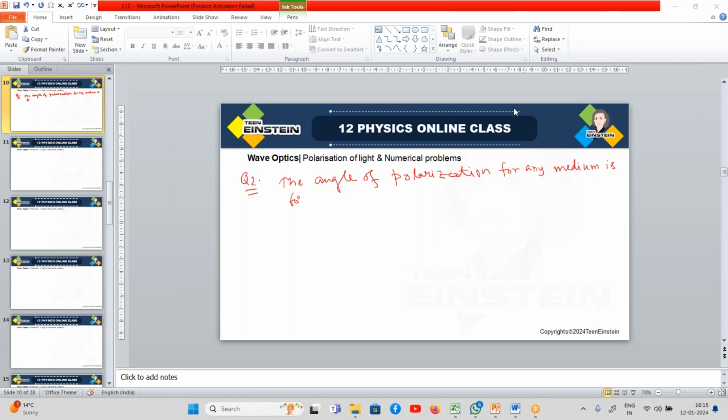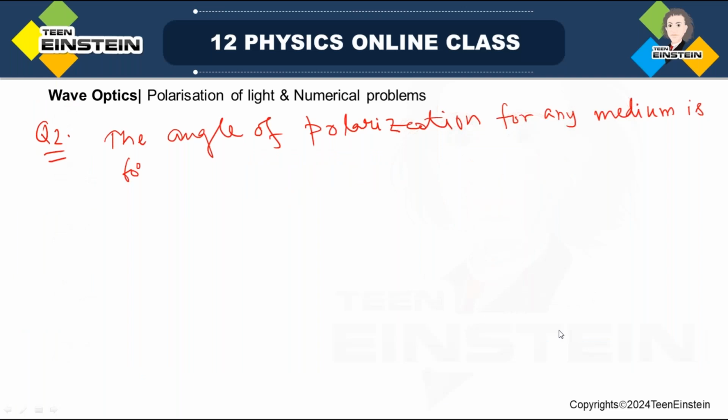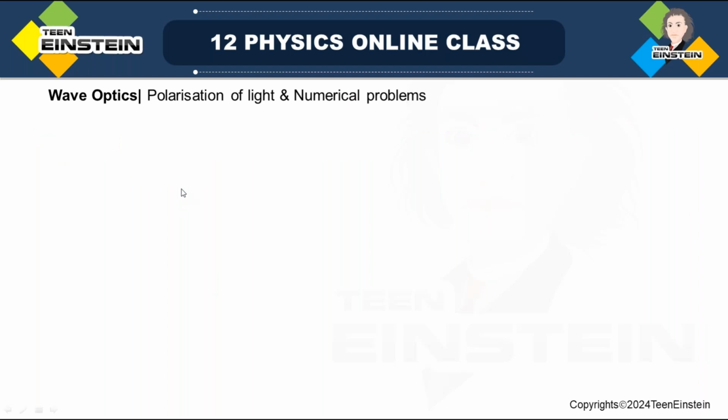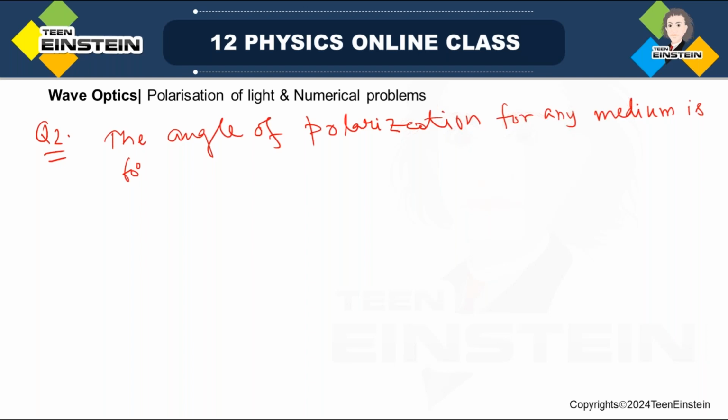Sorry, there was some network issue, so that's why there was an audio problem. Anyway, I have not spoken anything during that time. Let me just do this problem. So the angle of polarization for any medium is 60 degrees.